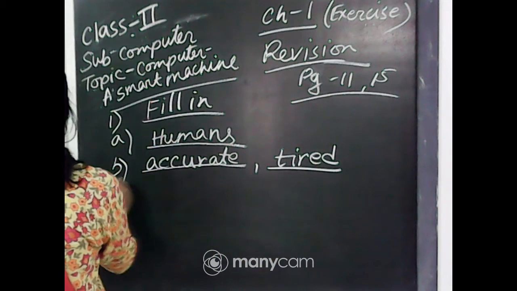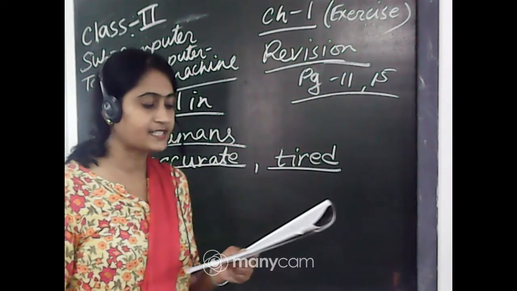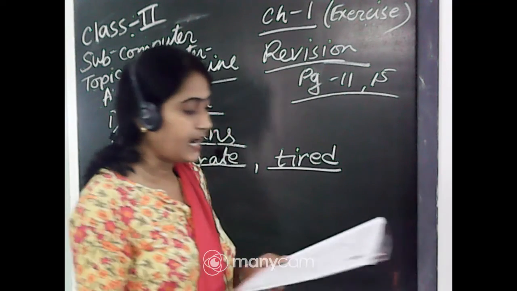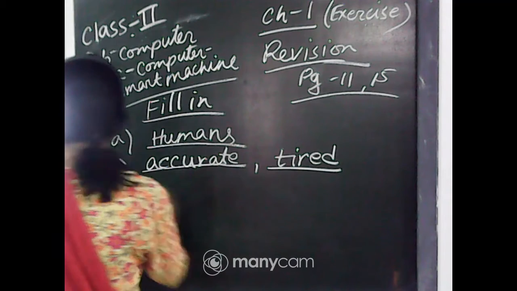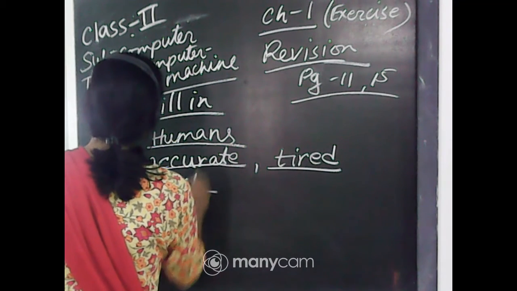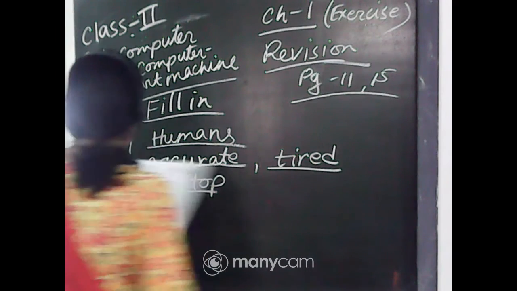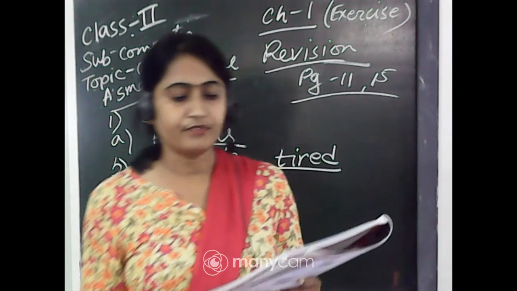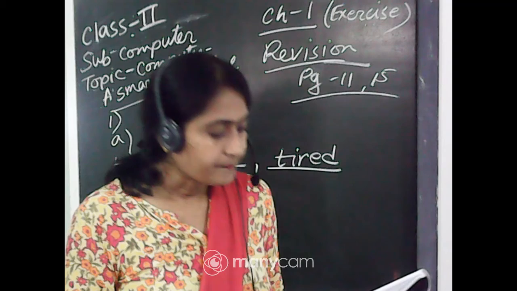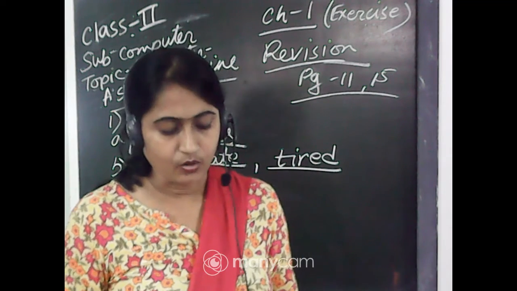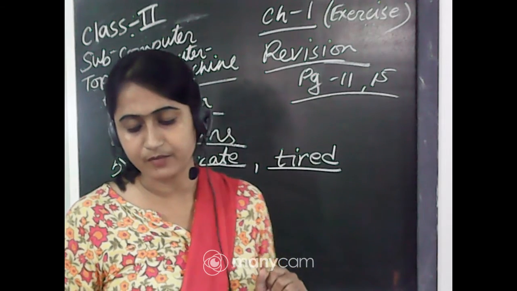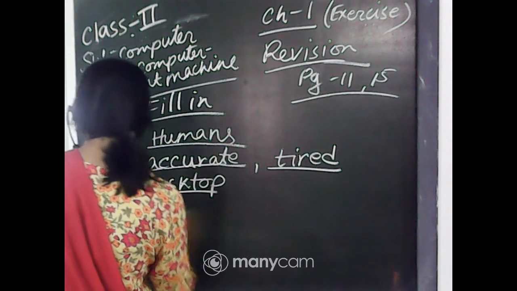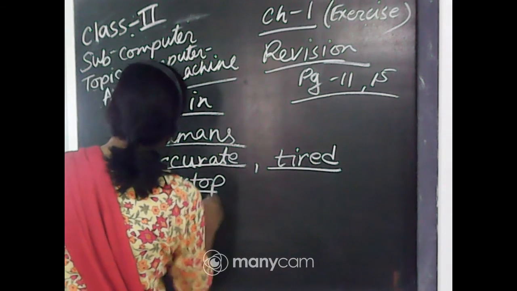Next, number 3: A dash is kept on the desk and is bigger in size than a laptop and a notebook. A desktop is kept on the desk. Desktop, D-E-S-K-T-O-P. And next, number 4: A dash is a smart machine which solves problems without much human intervention. A computer is a smart machine which solves problems without much human intervention. So it is computer.